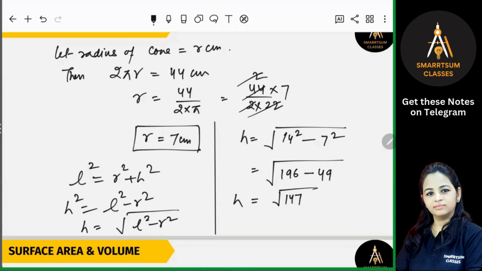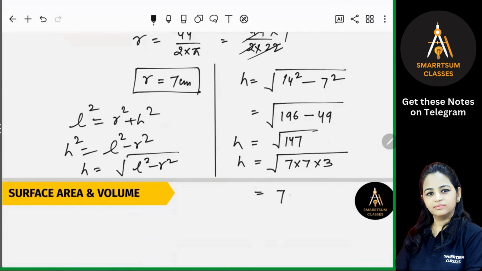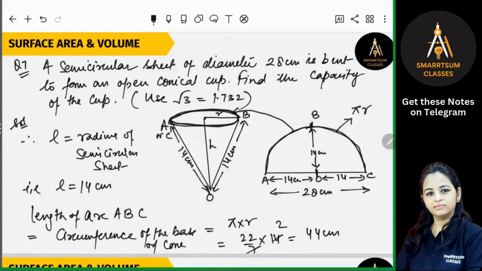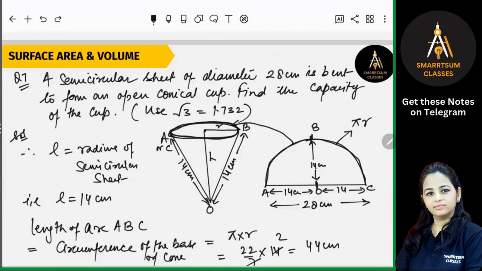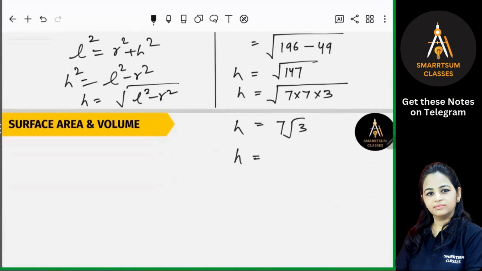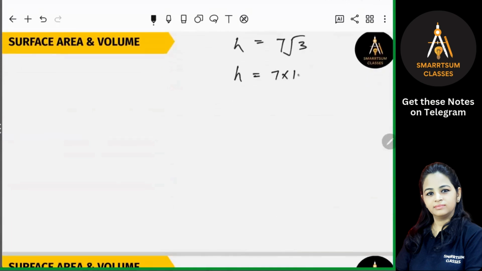As we know that 147 is not a square number, first we will write its prime factorization. So this is 7 into 7 into 3. Now you can take 7 outside, so you can write it as 7 root 3. 3 will remain inside the square root. So h is equal to 7 root 3 centimeter. And now you can put the value of root 3, which is given in the question, that is 1.732. This is equal to 7 into 1.732, that is h is equal to 12.12 centimeter.